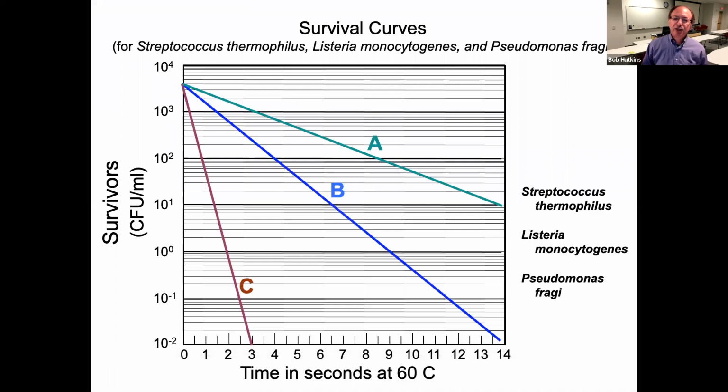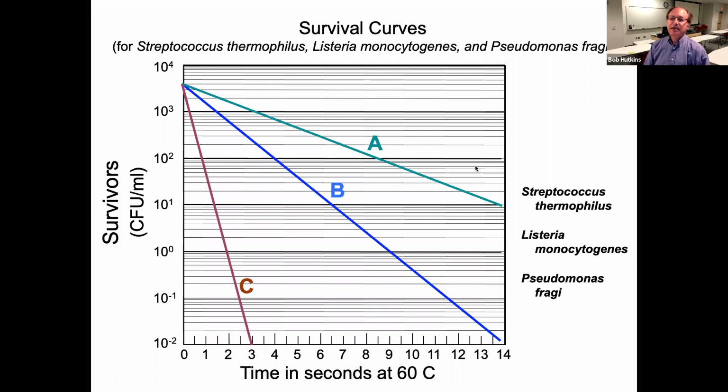Then we posed this question the other day, where I gave you 3 unknowns and you had to match them up, and you correctly guessed that the flatter the line, the longer the D value, the longer it takes to reduce the population by a log. And you correctly surmised that the name Thermophilus means this organism has some sort of thermal tolerance, whereas the psychotroph has the least. So that's how you guess that. There's a general rule of thumb. I like general rules of thumb.